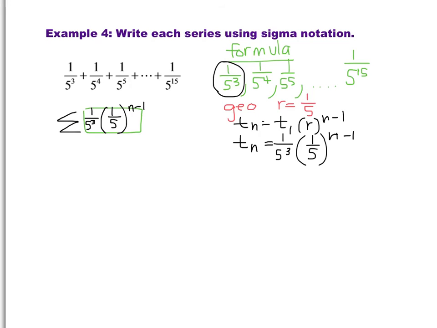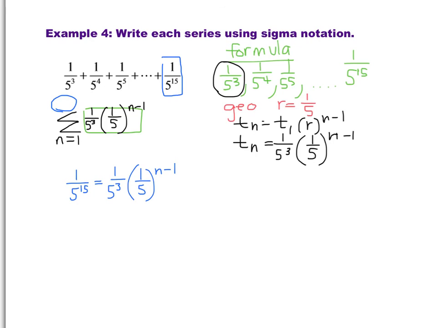Now the question is, what's our upper bound and what's our lower bound? Now the lower bound is always pretty easy because if I plug in 1 here, 1 minus 1 is 0. Anything to the 0 is just 1, so I just get back my first term. So we're starting with n equals 1. That's not tricky. What takes a little bit more work is thinking about what the upper bound is going to be, because you need the last term to equal 1 over 5 to the 15th. So we want 1 over 5 to the 15th equal to the formula that we just came up with, and then we need to solve for that n.